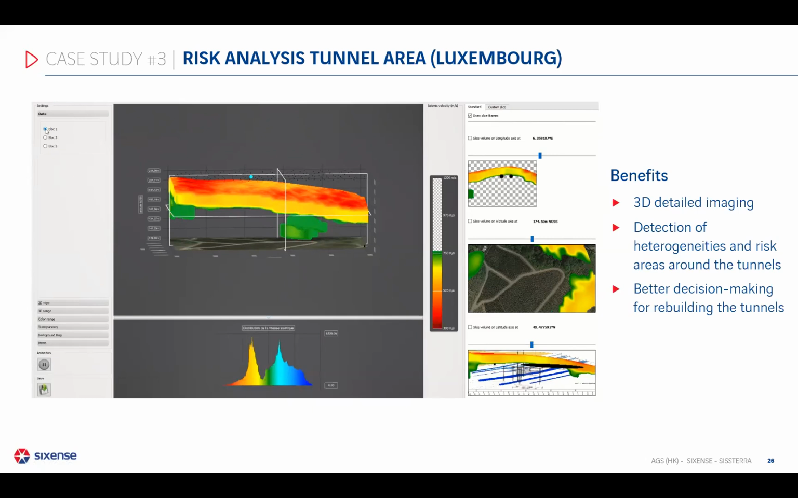For this client, it was very important to delimit and know the risk related to these areas, in order to make better decisions related to the destruction and the rebuilding of these tunnels.